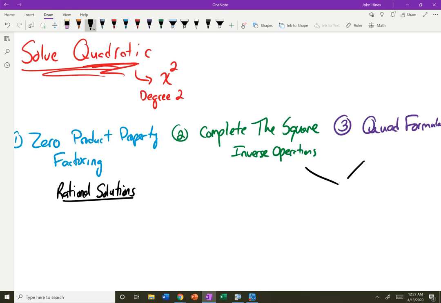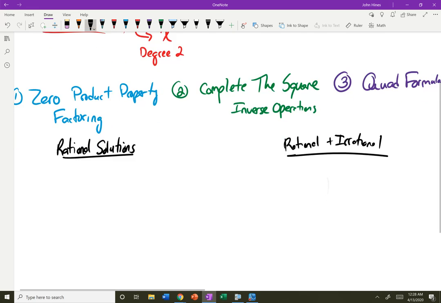These two always work. Completing the square and the quad formula always work. These work for both rational and irrational solutions. So factoring is quick. Completing the square is really quick for irrational ones if you have a middle value that's even. And the quadratic formula always works. The quadratic formula will tackle any quadratic equation that we need to solve.